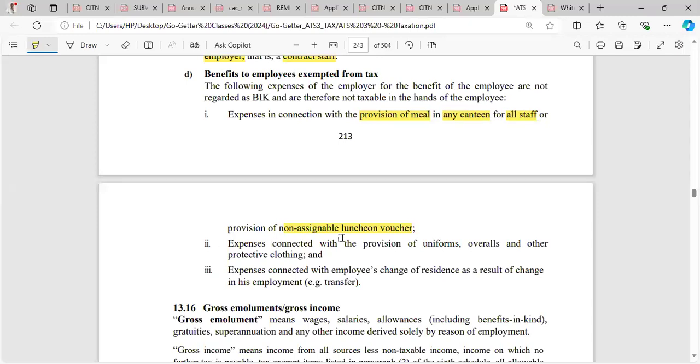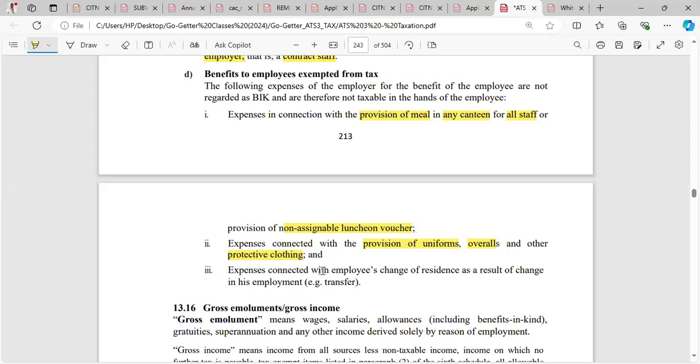Then we have expenses in connection with provision of uniforms, overall, or protective clothing. Like in the armed forces, we have uniforms. In the lab, we have overalls. In the construction site, you can have protective clothing. Now, the employee is the one enjoying this clothing, but who paid for them? The employer. The employer paid for the boots, paid for the hand glove, paid for the helmet, but the employee is using it. Because the employee is enjoying it, it will not be an income in his hand.